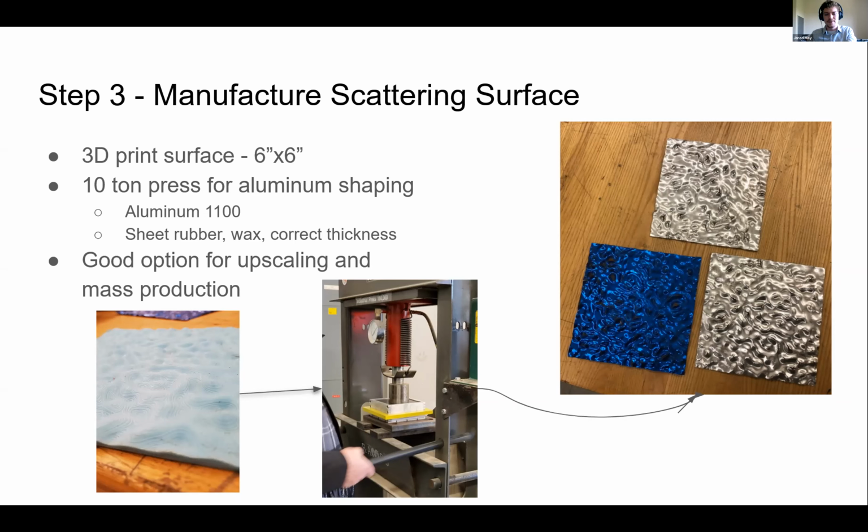We found that not using the right kinds of rubber or wax of the correct thickness led to cracking in the material, where the metal would just shear itself apart under the press. But using, whether it be like a hand press or rollers, provides a good option for upscaling and mass producing of the surfaces.